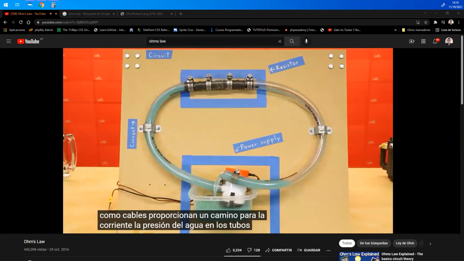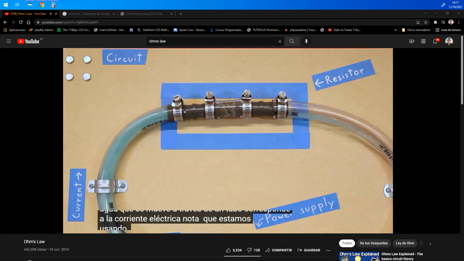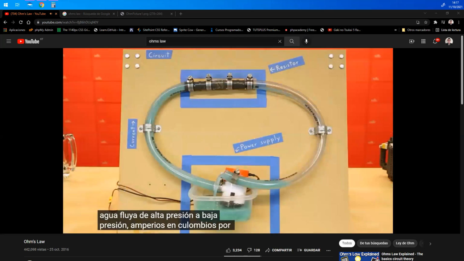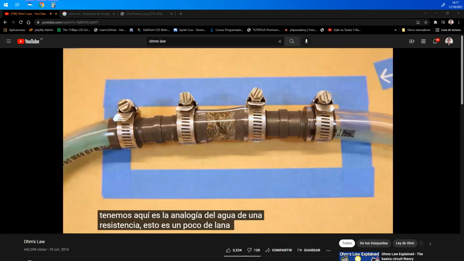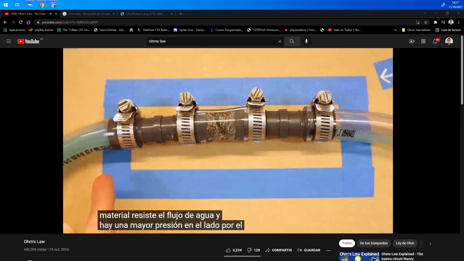The water pressure in the tubes corresponds to voltage, and the amount of water moving through a tube corresponds to electrical current. Note that we're using conventional current, so the water is flowing from high pressure to low pressure. Amperes is coulombs per second, so in terms of water, that would be volumetric flow rate. Now for our analogy of a resistor. This is some steel wool shoved into a tube. You can see how all that material resists the flow of water, and there is higher pressure on the side the water is entering the resistor.